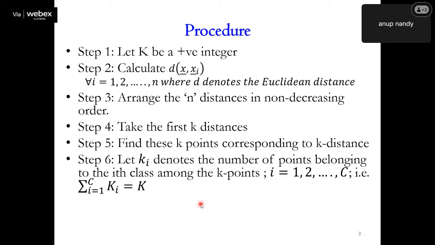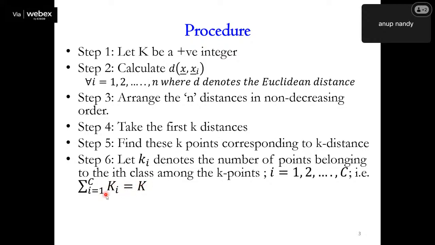If k1 is equal to 1, it means the first class has only 1 class representative. If k2 is equal to 2, then the second class has 2 class representatives, and k3 is equal to 0 means the third class has no class representative. So k1 equal to 2 would mean the first class has 2 class representatives, that is, 2 minimum distances I have found for the first class. Now when you sum them up, k1 plus k2 plus k3 is equal to k.